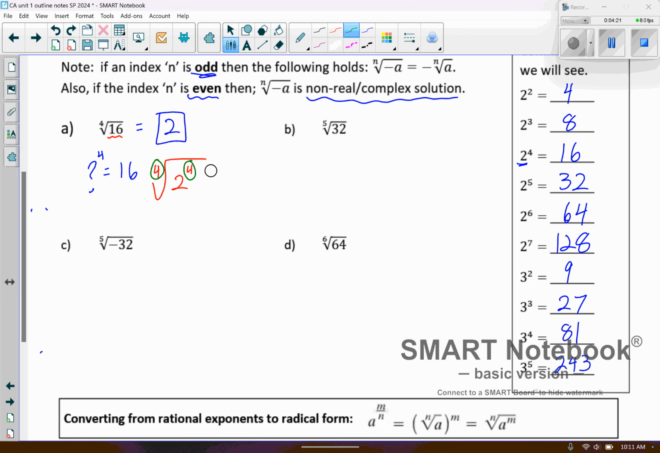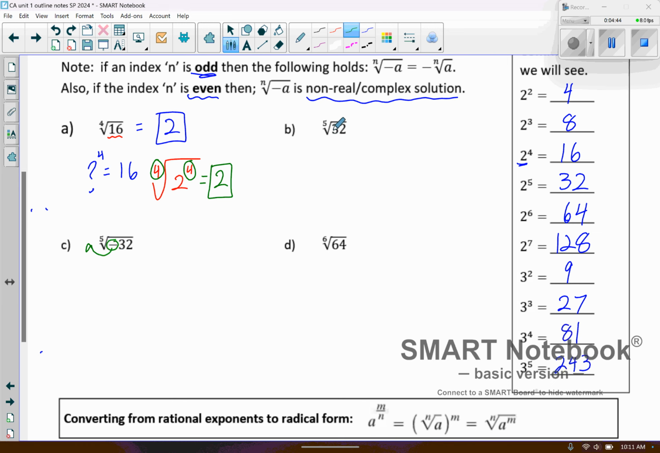And you have to be a little careful with that when it comes to your signs, like if you're dealing with negative values or anything like that. And so, for example, on C down here, what I would do is pull that negative out before I proceed to simplify to take the root. And so, anyways, let's do B first, though.